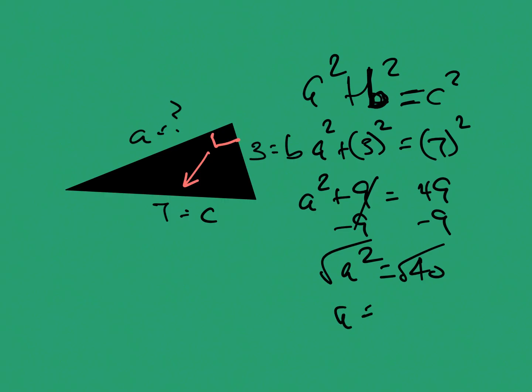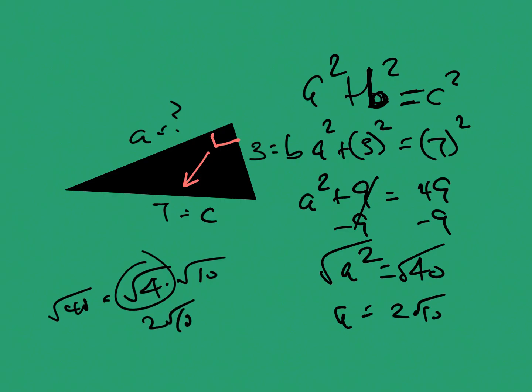Is 40 a perfect square number? No. It's not. What's the largest perfect square that goes into 40? 4 times what? 10. I like it. 4 and 10. And the square root of 4 becomes 2. So 2 root 10 is the simplified exact form of root 40.